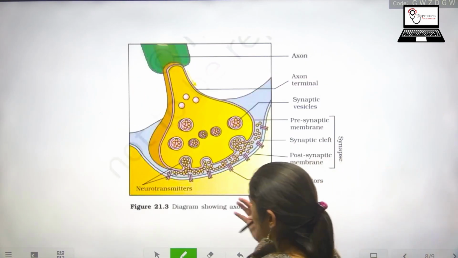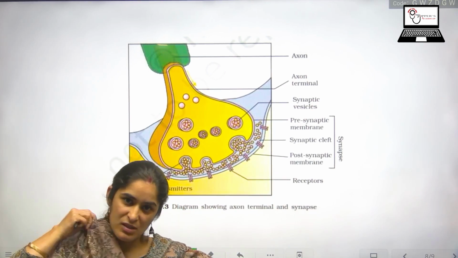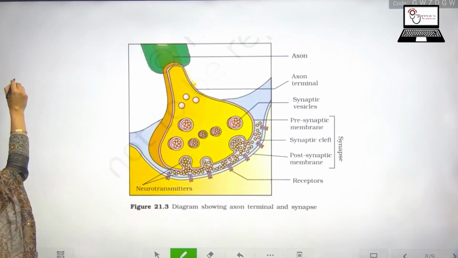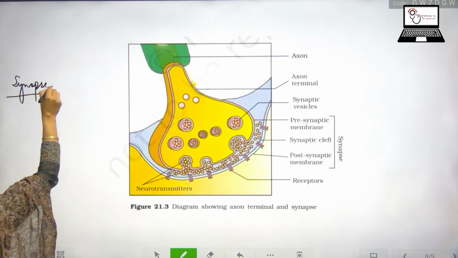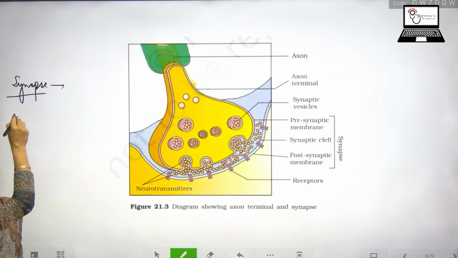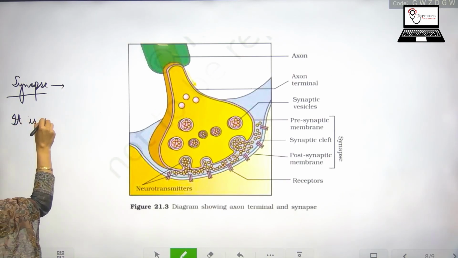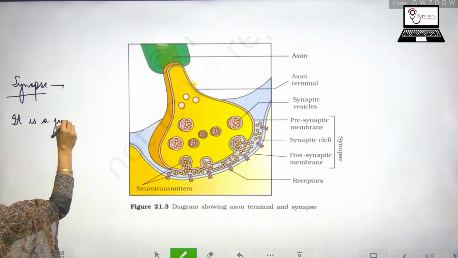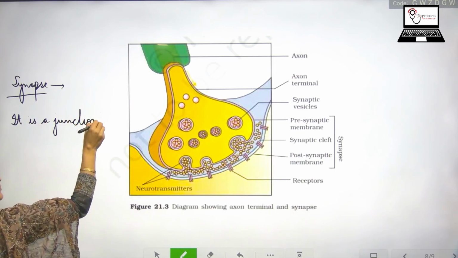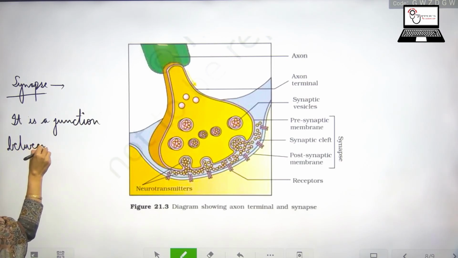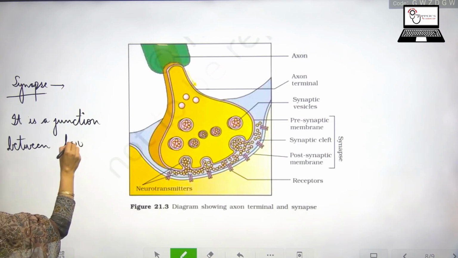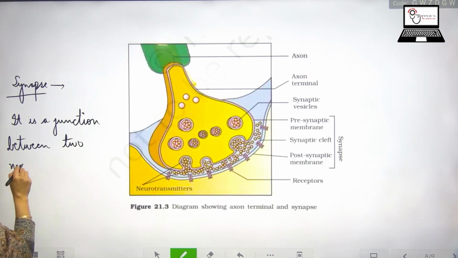Next is synapse. What do you mean by synapse? Synapse is a junction between two neurons. दो न्यूरॉन्स के बीच में जंक्शन है.